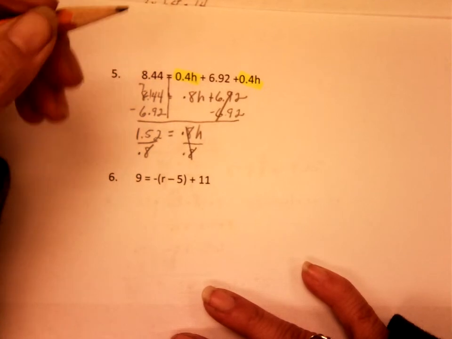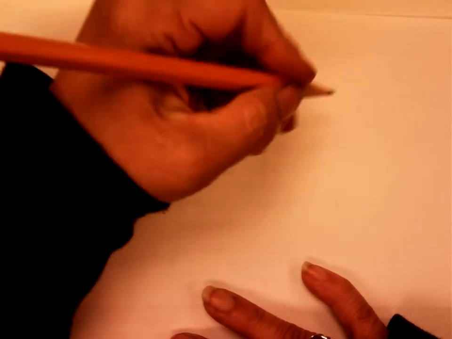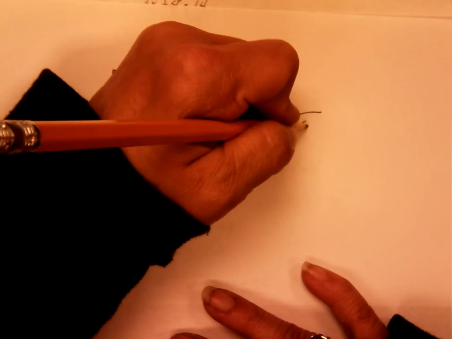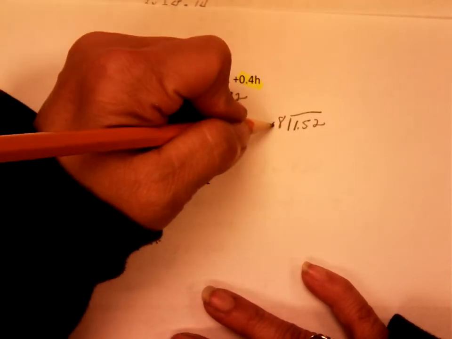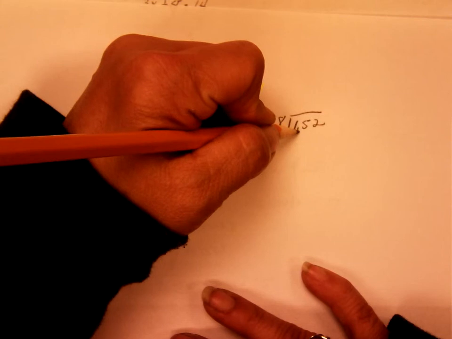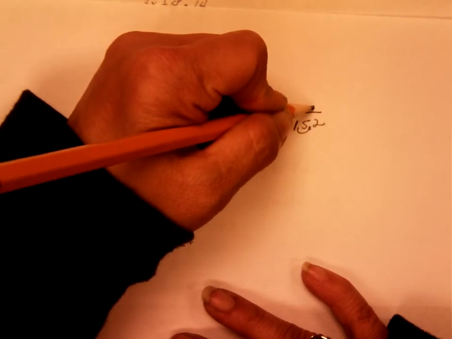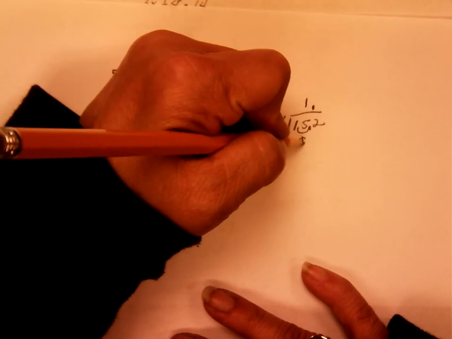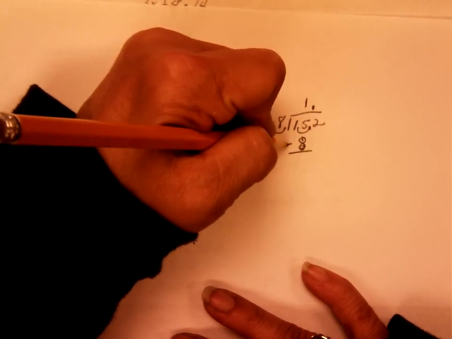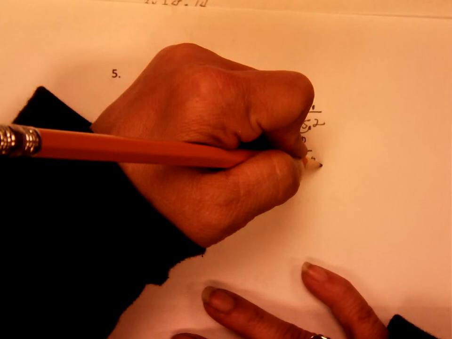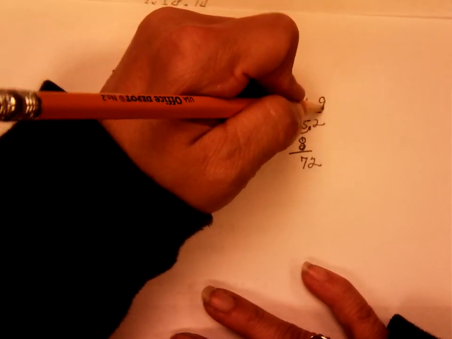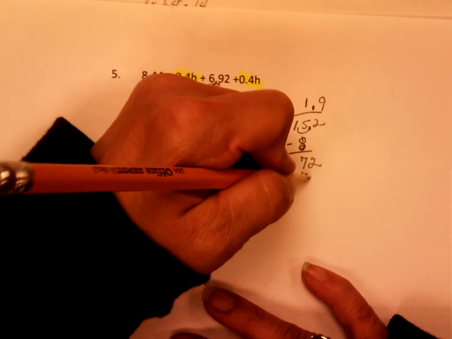So h is equal to, now you have to divide 1.52 by 0.8. You have to move the decimal over one place, carry that decimal up. 8 goes into 15 once, which is 8. Subtract and you get 72. And 8 goes into 72 9 times, which is 72.